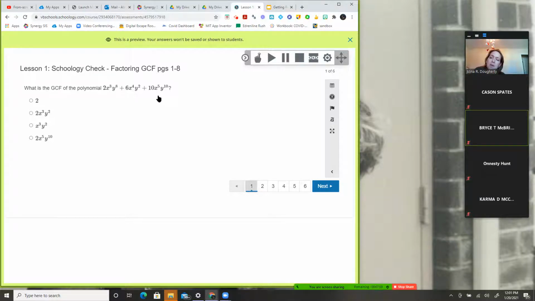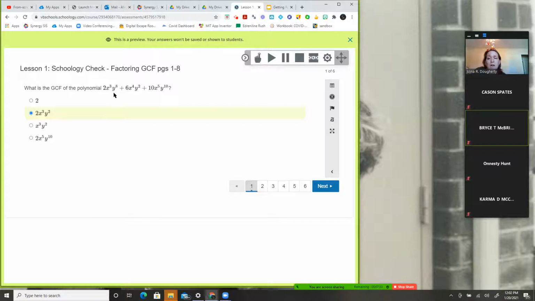X to the 3, x to the 4, x to the 5. What's the smallest exponent you see? 3. X to the 3. So I know I need an x to the 3. If I've already eliminated this answer choice because it doesn't have a 2, I can eliminate this because it doesn't have an x cubed. So this has to be my answer choice.